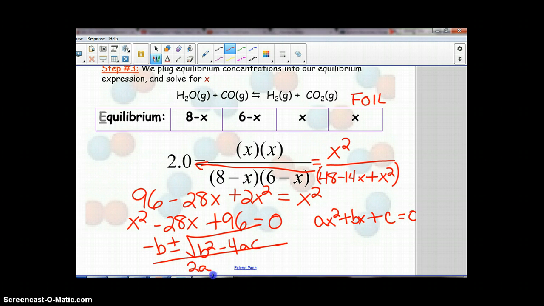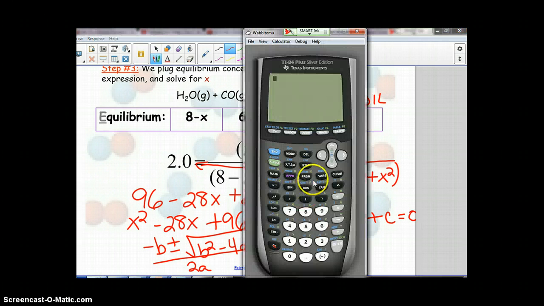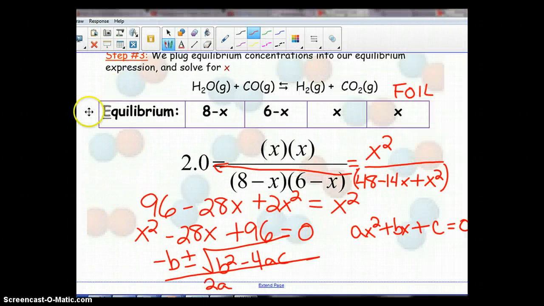Okay, so you can do all this math if you prefer, or I have a little simpler method that I like. I'm going to use my quadratic formula program on my calculator just to save me some time. My A was 1, my B term was negative 28, and my C term was 96. It gives me two values, 4 and 24, so we need to evaluate both of those values to see which one makes the most sense.